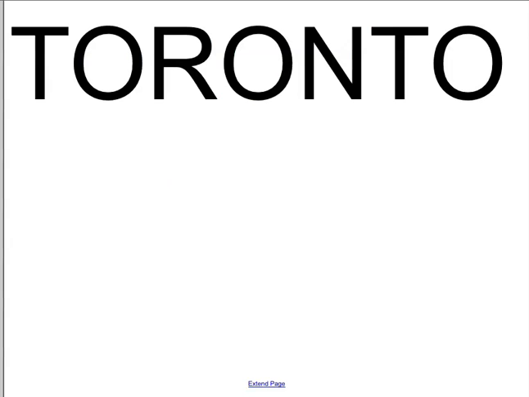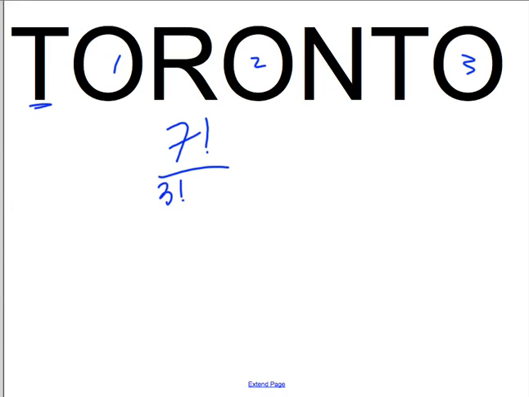Again, here's the word Toronto. Well, Toronto's got 7 letters in it, so that'd be 7 factorial, and that would divide by 3 factorial for the 3 O's, which are the ways those things can be arranged, and 2 factorial for the 2 T's. So that's how many ways you can arrange the letters in the word Toronto.